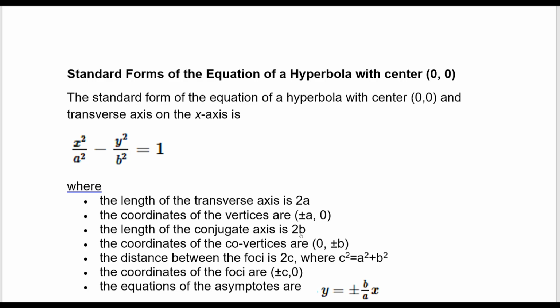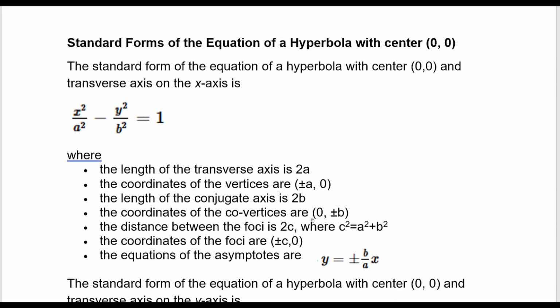Length of the conjugate axis is 2b. The b is the square root of the term under the negative part, the thing being subtracted. Coordinates of the covertices are 0 plus or minus b. So the coordinates of the covertices are 0 plus or minus b. I don't know if I just said that or not.